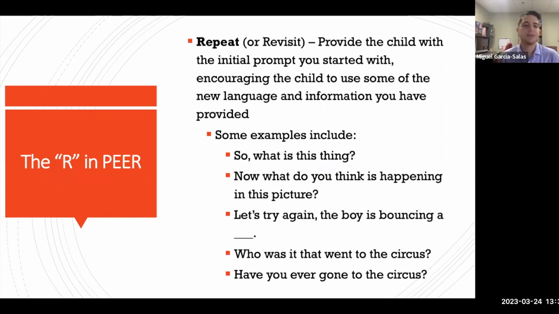All right, so the final step in the PEER is to repeat or revisit, which means we're going to provide the child with the initial question again, the same question we asked in the beginning. We're just going to give it to them again and encourage the child to use some of that new language and information you provided. So you already asked, well, what is this thing? And gave them the expanded response. You said, that's a big red ball. And then you can ask, so what's that thing? Things like that. And here I've listed more examples as well for you to reference later if you want.